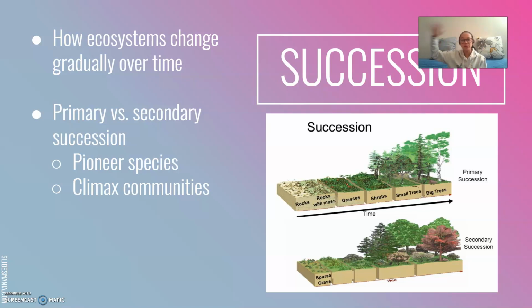And once we reach this peak number of species, we get into what's called a climax community. And that's when we have the highest species richness post some sort of disturbance, so after succession.